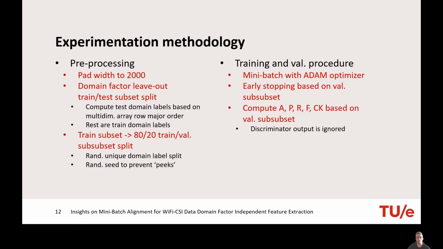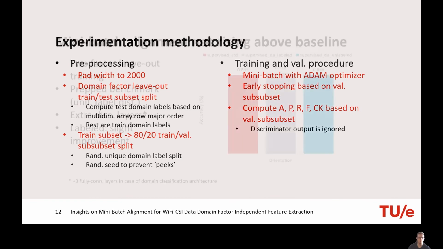And we compute different classification metrics, which are accuracy, precision, recall, F1 score, and Cohen's kappa, based on the validation subset in order to decide when to stop training. But we have also computed this based on the test subset in order to eventually show performance in our presentation.